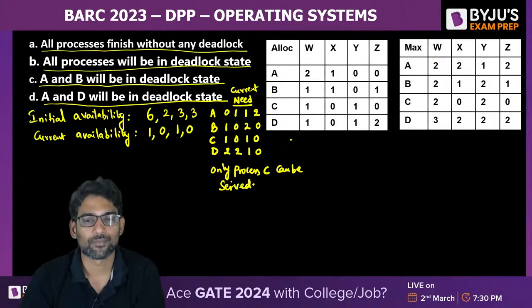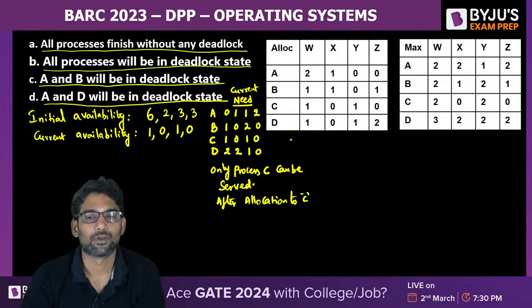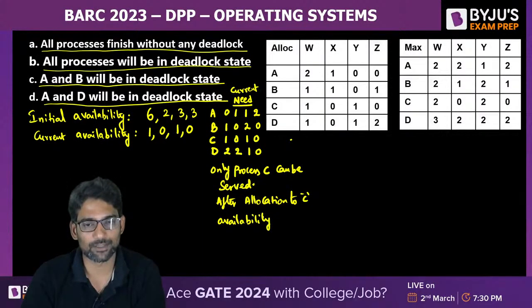So, after allocation to C, what would be the availability? 0, because you are giving 1010. So, the availability becomes 0.